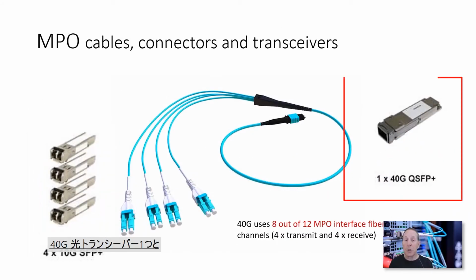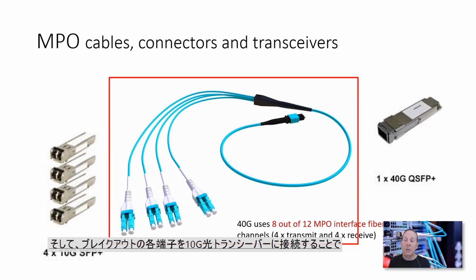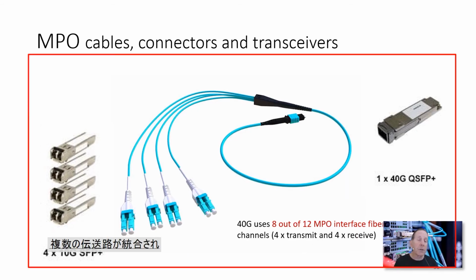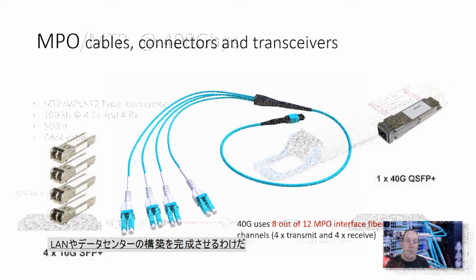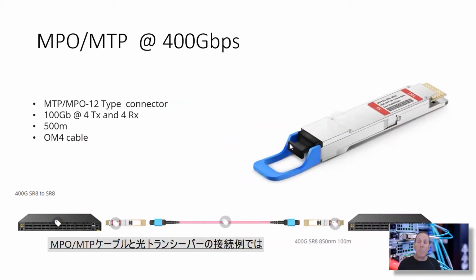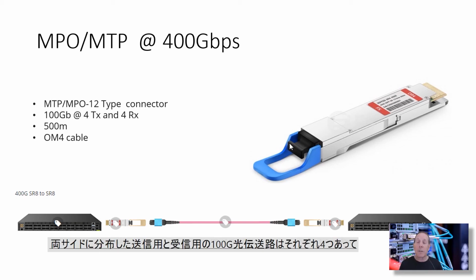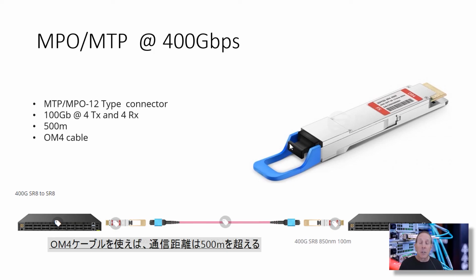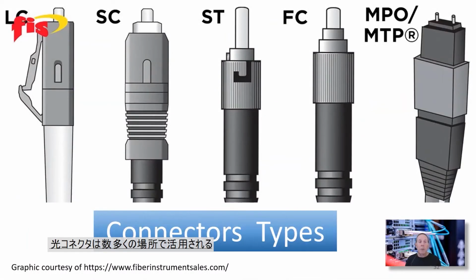So here's an example of just exactly what we showed. You got a transceiver with say 40 gig. We're going to use an MPO for that. Then we're going to do breakout cables into individual 10 gig transceivers. That kind of flexibility is what is making this technology just such a great benefit for the local area network and the data center. Here's an example of the high end of MPO and MTP connector cables and transceivers running at about 400 gigabits per second using the 12 type MPO connector, 4 100 gigabit transmit, 4 100 gigabit receive, cable length of over 500 meters using OM4 cable. Connectors play a pivotal role in getting light from one endpoint to another endpoint.